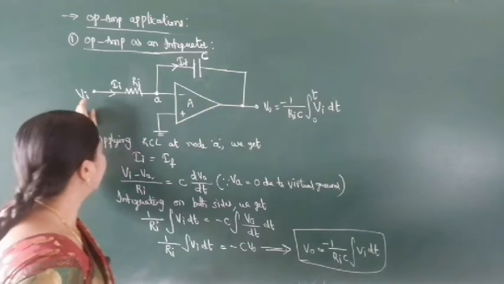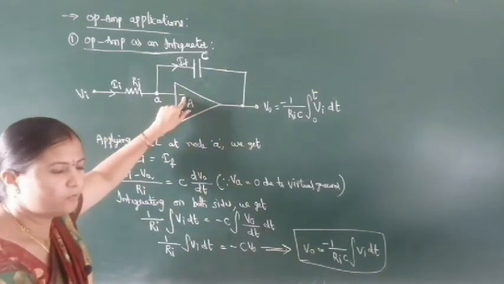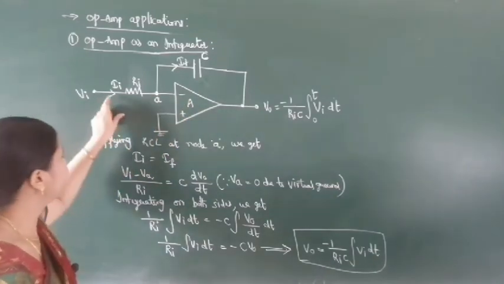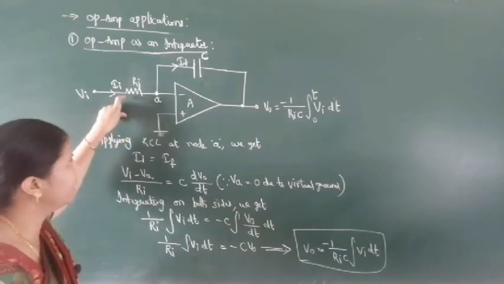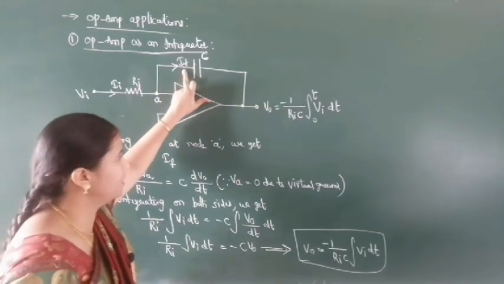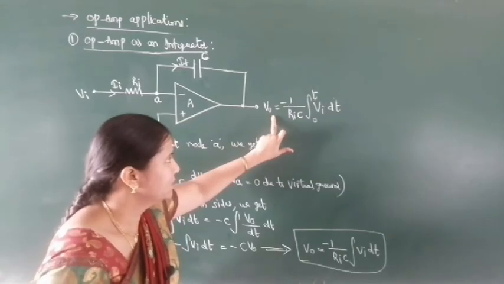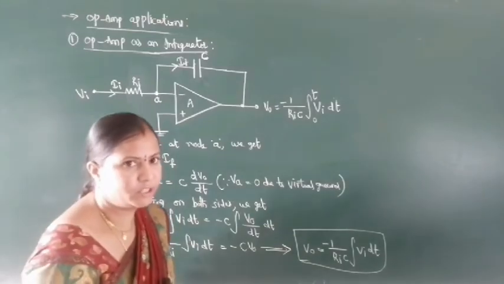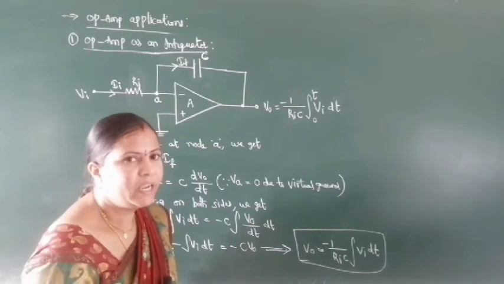So here we are connecting the input signal to the inverting terminal of the op amp, and the other terminal, the non-inverting terminal, is connected to the ground, and we are connecting one input resistor through which the input current II flows, and the current flows through the capacitor in the feedback path, and we are getting the output voltage. Here the output voltage is nothing but the integration of the input signal or input voltage.